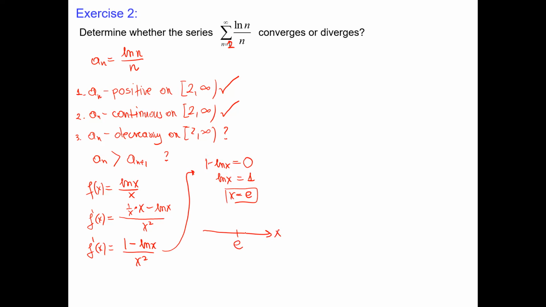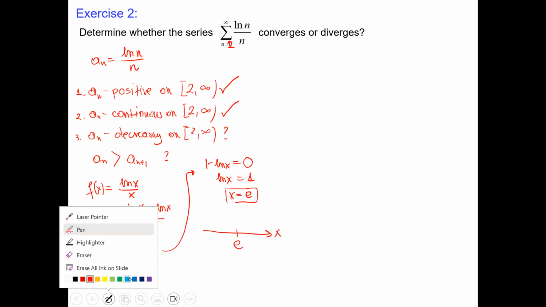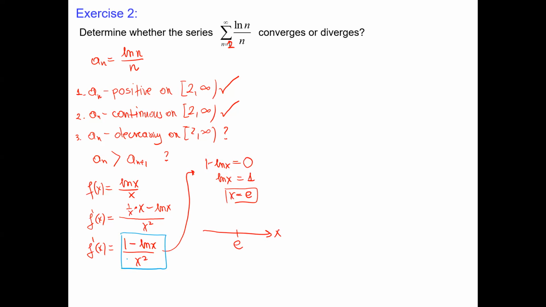Let's place it on the number line, and test the sign of the derivative. When I substitute, for instance, e squared, natural log of e squared is 2, and 1 minus 2 is negative. When I take square root of e, it will be 1/2, and 1 minus 1/2 is positive. That means the function is increasing and then decreasing. Starting from e it is decreasing. And e is 2.71.